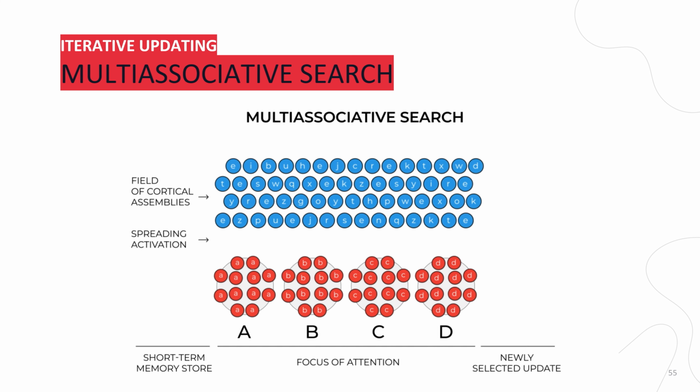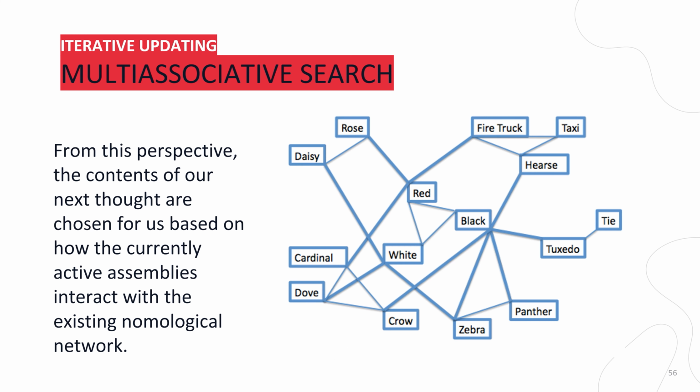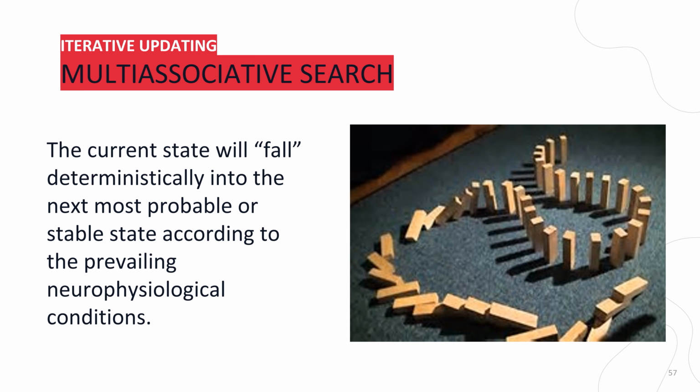From this perspective, the contents of our next thought are chosen for us based on how the currently active assemblies interact with the existing nomological network. The current state will fall deterministically into the next most probable or stable state according to the prevailing neurophysiological conditions. This means that if you knew all the neuroscientific specifics of your brain, it would be possible to predict what your next thought is going to be before you think it. In other words, it may seem stochastic, but from a molecular view, it's deterministic.